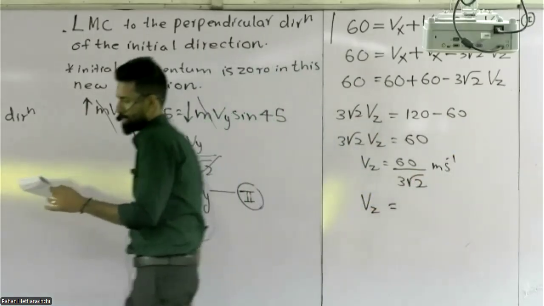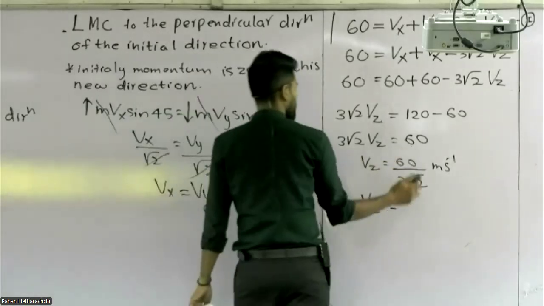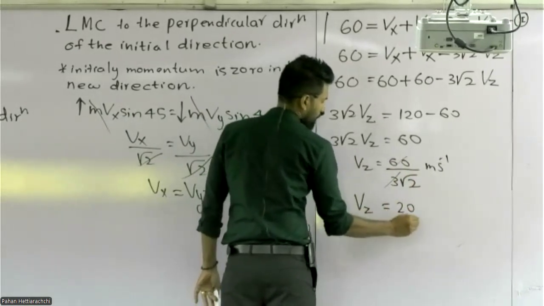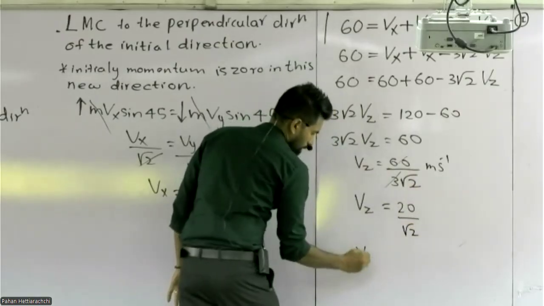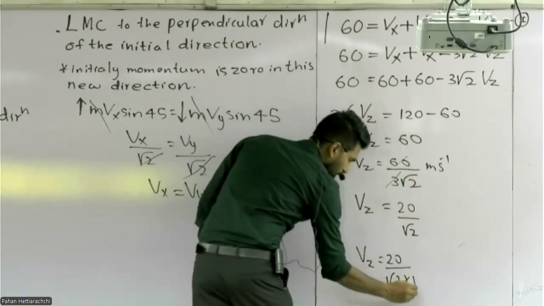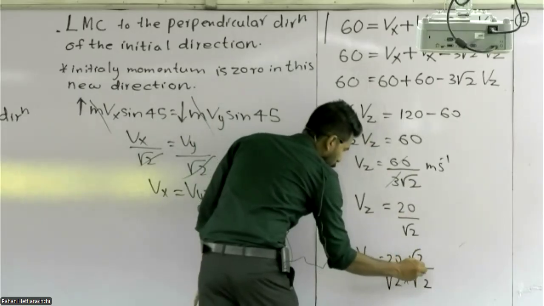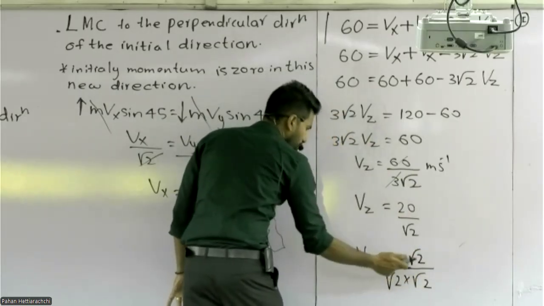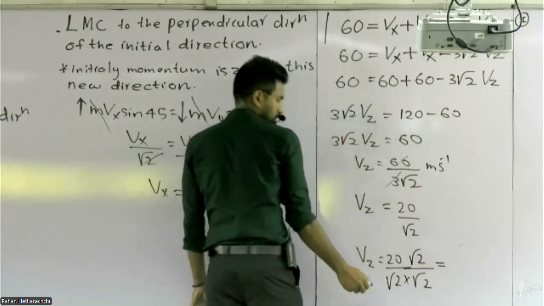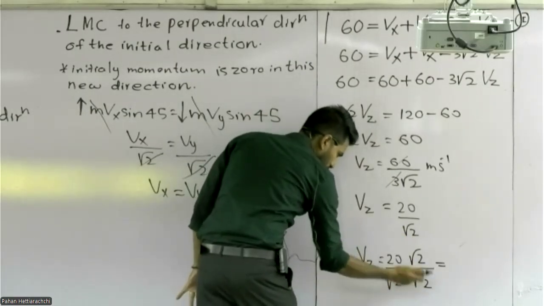So Vz is equal to 60 over 3 root 2. Here 60 divided by 3 is 20, so 20 over root 2. Vz is equal to 20 over root 2. You have to multiply it by root 2, multiplying both sides by root 2.